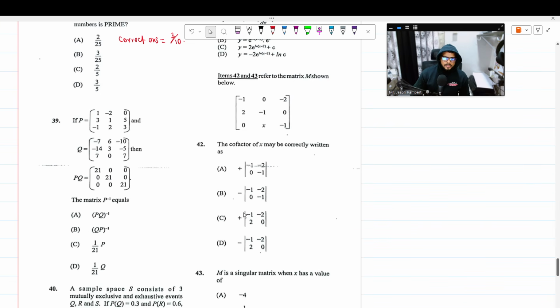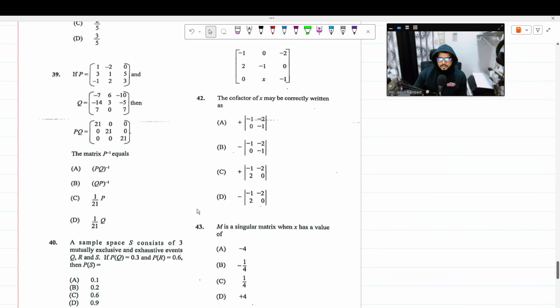If P is that, Q is that, and PQ is that, the matrix P inverse equals. So PQ could be 21 times the identity matrix, 1, 0, 0, 1. So PQ is 21 identity. If we want to get P inverse, let me hit them with a Q inverse on both sides. Q inverse PQ is Q inverse 21I.